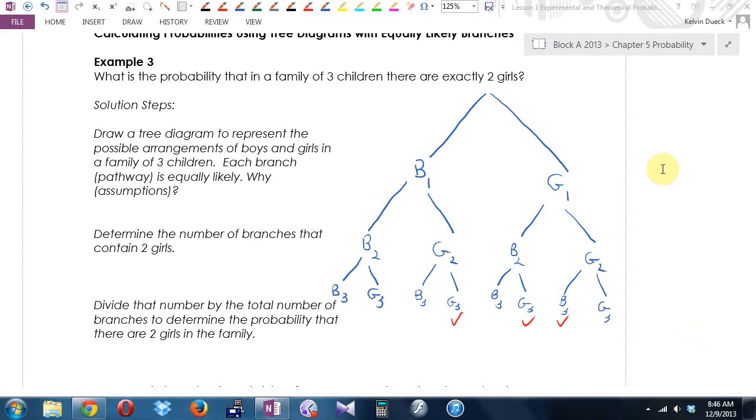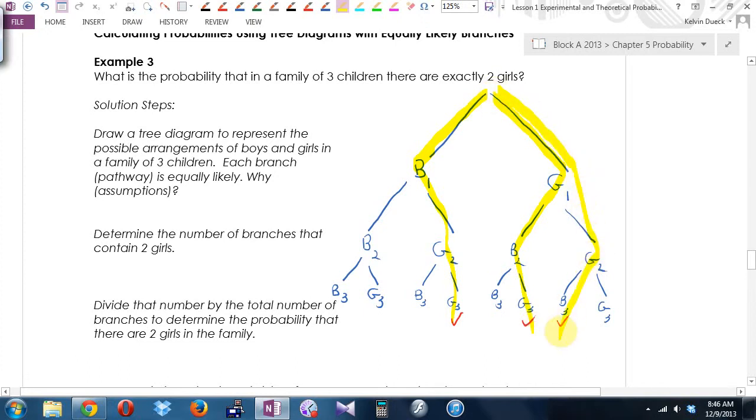And so here's what I mean. If you start at the very top, this one here is boy, girl, girl. This one here is girl, boy, girl. This one here is girl, girl, boy. Those are the only 3 branches that contain exactly 2 girls. Why not this one? How many girls does this far right-hand branch actually contain? 3. And the question said exactly 2.